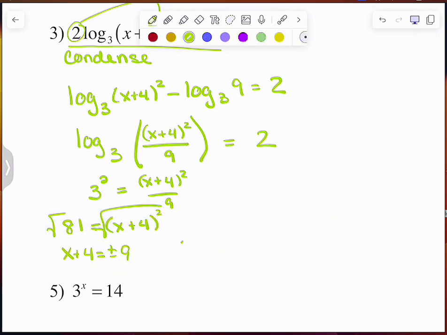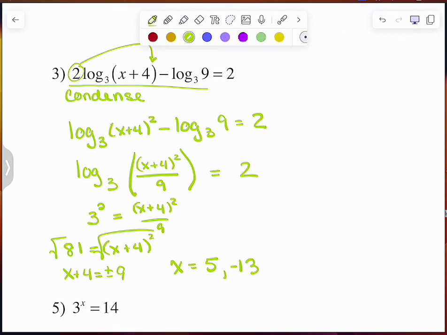So now my x could equal positive 9 minus 4, which is 5, or negative 9 minus 4, which is negative 13. Go back to your original and check to make sure that works. If I plug in negative 13, I'm taking the log of a negative, so that's extraneous.